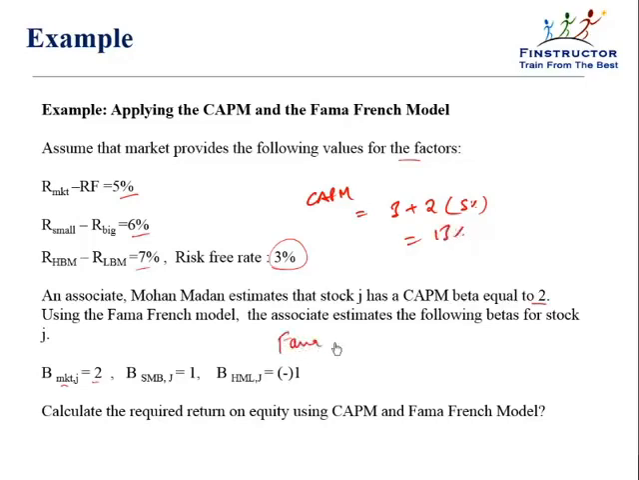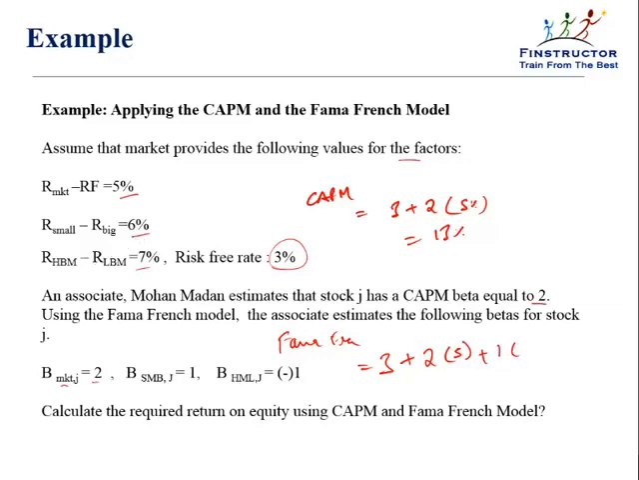Using Fama-French, the risk-free rate is 3. The beta for the Fama-French will be different because when we do this regression, the beta may come out to be different. In this example, it is the same, but it may not necessarily be the case. So you'll have to estimate a separate beta for the Fama-French model, which comes out to be 2 into RM minus RF, which is 5, plus 1 into R small minus R big.